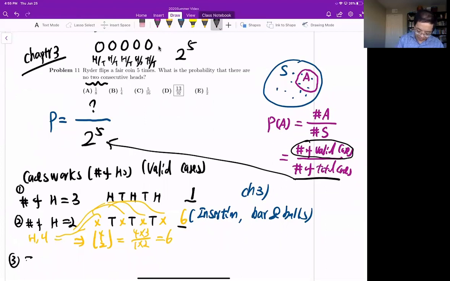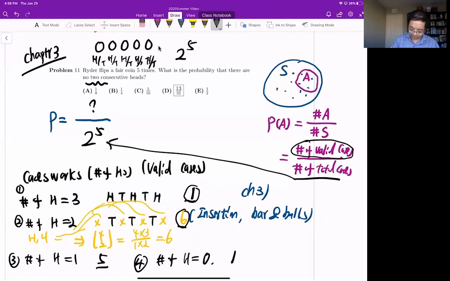Now the third, the number of heads equals 1. Then you can do whatever you like, so for this we have 5 different scenarios. The last case, don't miss that, is there's no head at all, so the number of heads equals 0. For this, of course, there's only 1 scenario. So you have 1, 6, 5, 1, and you add them together, which is 13. So we get the number of valid cases equals 13.